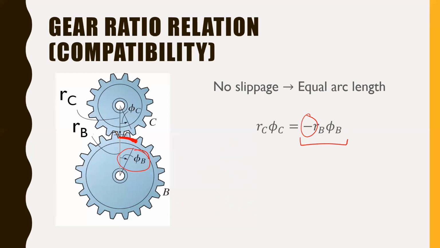So for the other gear, we're looking at, it would have started with this point being at the very bottom of that gear, and it's rotated the same arc length, right? Unless the gears are slipping past each other, they have to be rotating the same arc length. And so therefore, the radius of that gear times the angle of rotation has to be equal and opposite to the first. So that's our gear ratio relation.